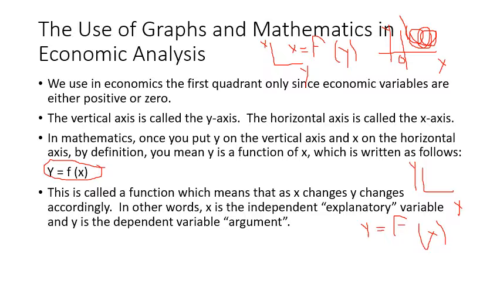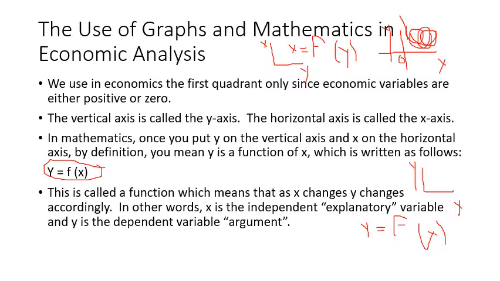It means that as x changes, y changes accordingly. Of course, it means that x and y are related. Supposedly, because if they are not related, you will never write it. A function is a mathematical relationship. If there is no relationship between x and y, then you cannot put y as a function of x. When you put y as a function of x, we call x the independent variable or the explanatory variable, and y the dependent variable or the argument of the function.